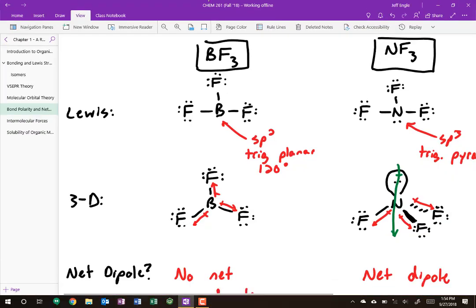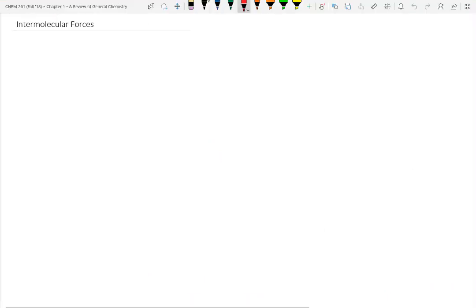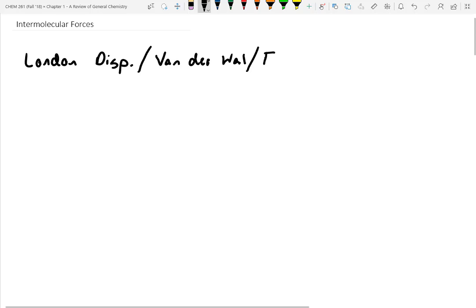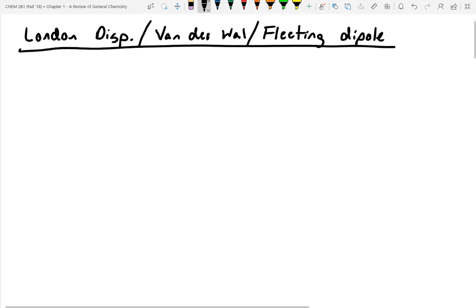Okay, so let's talk about intermolecular forces. I know most people have seen this quite a few times already. Anybody remember the weakest intermolecular force? London dispersion. So we'll start with that. Some people will call this van der Waals forces. And some people will call it fleeting dipole. That's gaining more traction lately. Don't want to give the British more credit. Freedom fries. There we go.